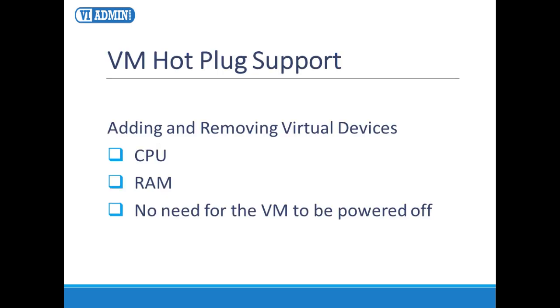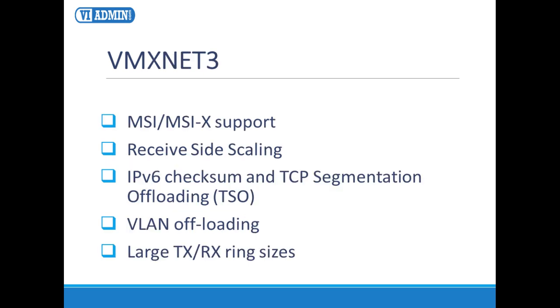The new virtual hardware in ESXi has some cool new features, like virtual machine hot plug support, which provides support for adding and removing virtual devices, like virtual CPUs and memory, to a virtual machine without having to power off the virtual machine. VMXNet 3 is the third generation para-virtualized NIC from VMware. New features include MSI and MSI-X support, subject to guest operating system kernel support; receive side scaling, supported in Windows 2008 when explicitly enabled through the device's advanced configuration tab; IPv4/IPv6 checksum and TCP segmentation offloading, TSO, over IPv6; VLAN offloading; and large TX/RX ring size configured from within the virtual machine.